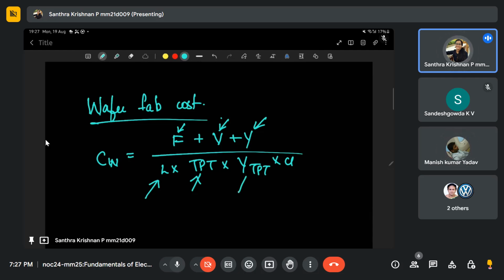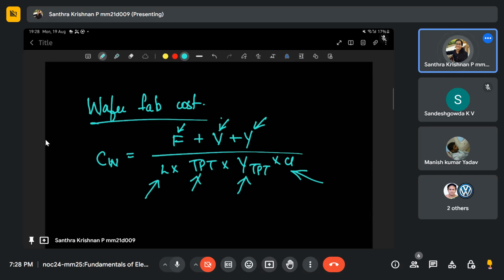It also depends on the yield factor, which we have already discussed, right? How to calculate the yield factor. Then the total tool utilization factor. Usually they don't ask problems related to this. Mostly what is being asked is what are the two categories of costs. That is basically fixed cost and variable cost.